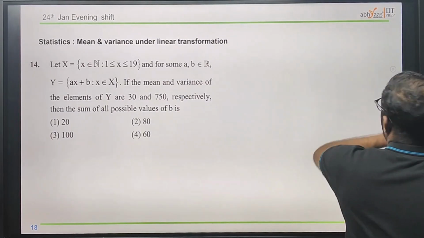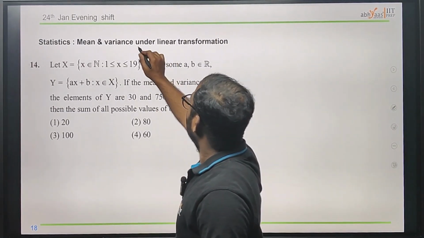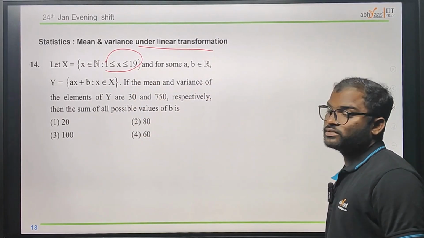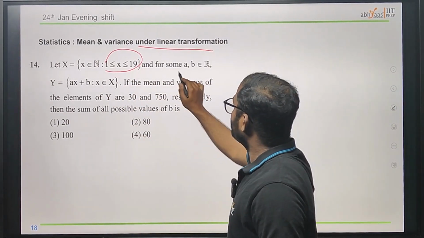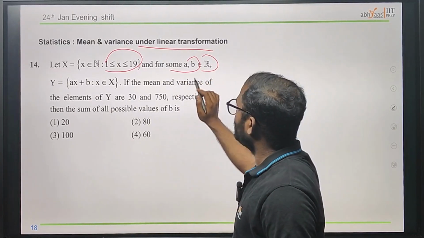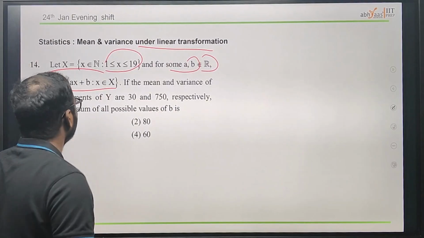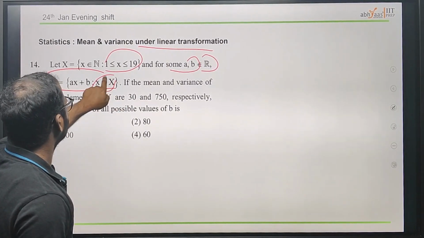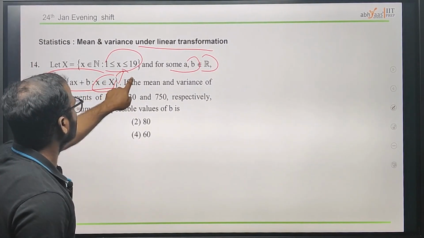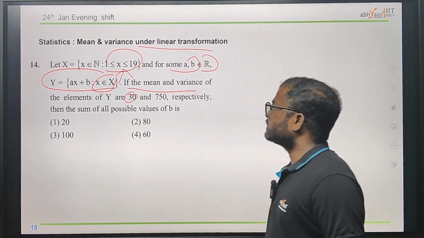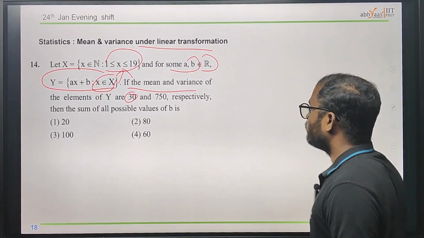Now coming to the next question, we have one on the mean and variance under linear transformation. Given are natural numbers in between 1 and 19, for some real numbers a and b. In which set is y, and also x belongs to which set. If the mean and the variance of the elements of y are 30 and 750 respectively, then what is the sum of all possible values of b?